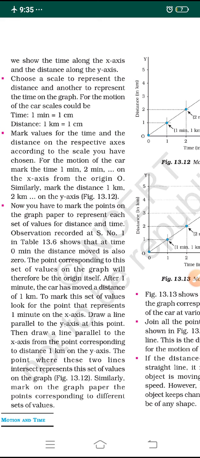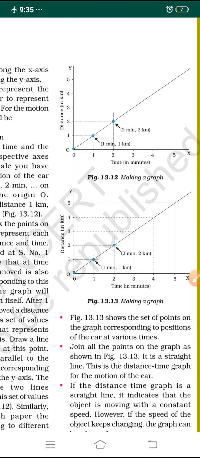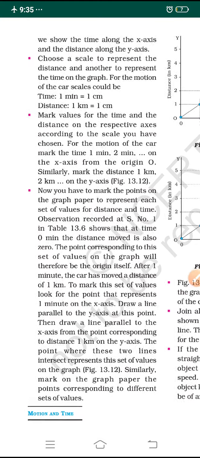For the motion of the car, now you go on marking. The time in minutes: 1 minute, 2 minutes, 3 minutes, and so on, on the x-axis, starting from the origin O, which is 0. Similarly, on the y-axis you go on marking the distance traveled in kilometers: 1 kilometer, 2 kilometers, 3 kilometers, and so on. As shown in figure 13.12, along the x-axis the time in minutes is shown, and along the y-axis the distance in kilometers is shown.